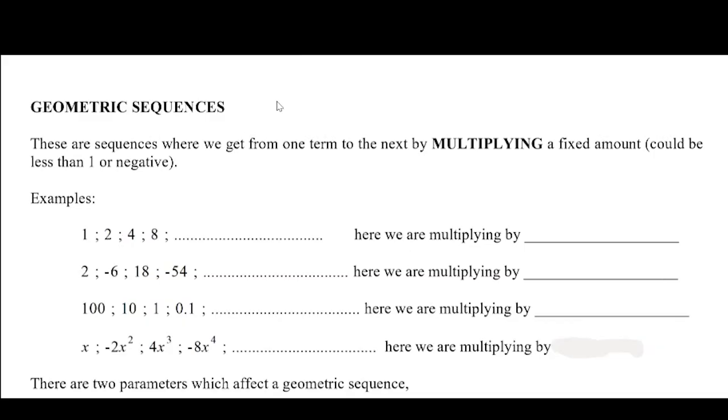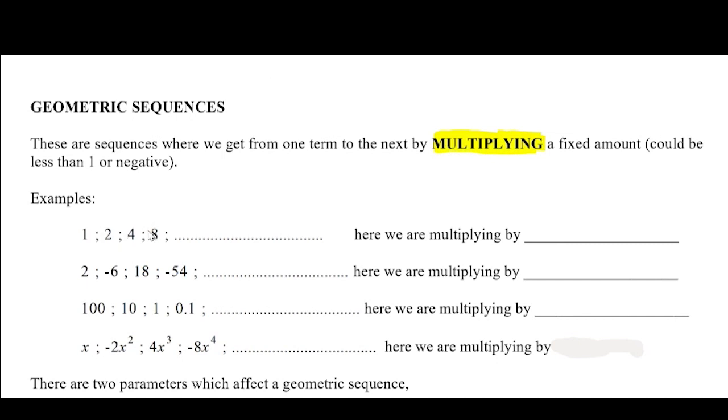Okay, welcome to lesson 3 on grade 12 sequences and series, and we're now going to look at geometric sequences. Unlike arithmetic sequences where we were adding a fixed amount, we are now going to be multiplying by a fixed amount to get from one term to the next. That fixed amount could be negative, and it also could be a fraction.